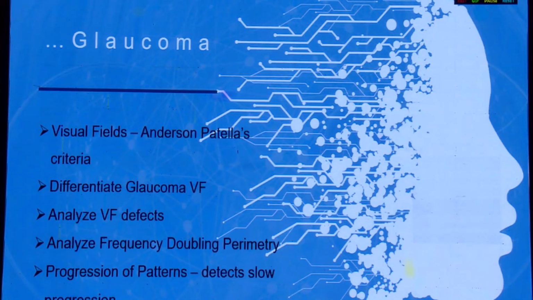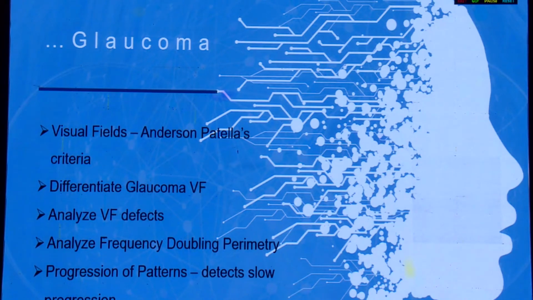this is not all. You have visual fields. So once you have visual fields, you can automatically pass the Anderson criteria. That is very simple. It can differentiate glaucomatous visual fields from normal. It can analyze the visual field defects. We can analyze the frequency doubling perimetry, which nobody here knows to read, I suppose, including myself.